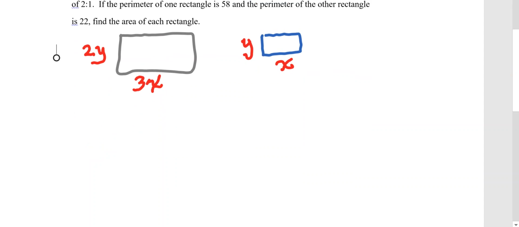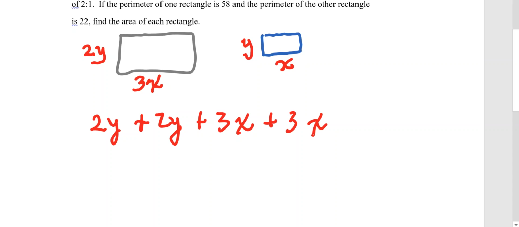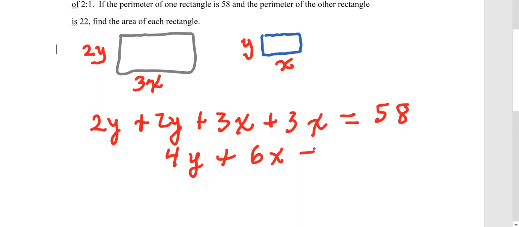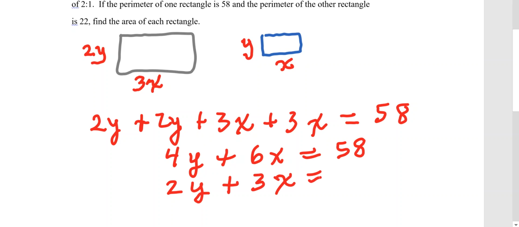So the perimeter is going to be 2y plus 2y plus 3x plus 3x is 58, or 4y plus 6x equals 58. At this point, it's a good idea to see if we can reduce this equation, and 2 goes evenly into all three numbers. So I'm going to have 2y plus 3x equals 29. So here's one equation.